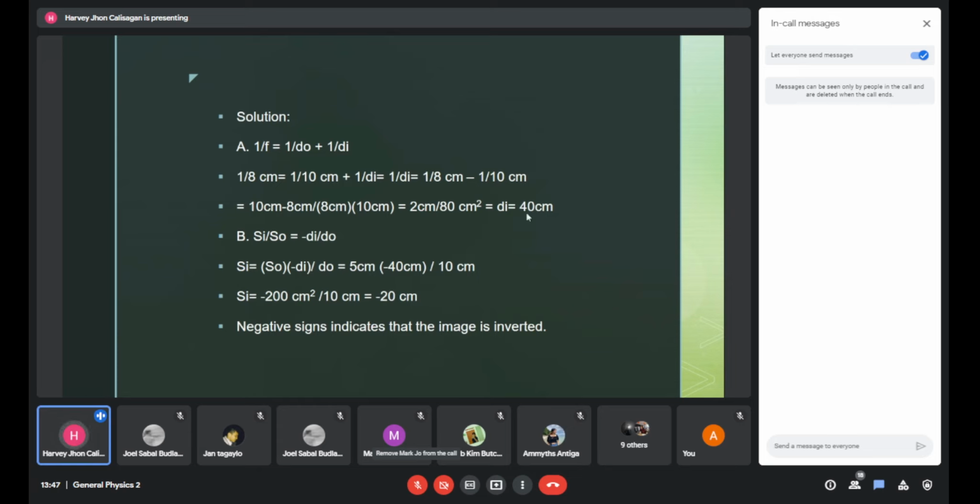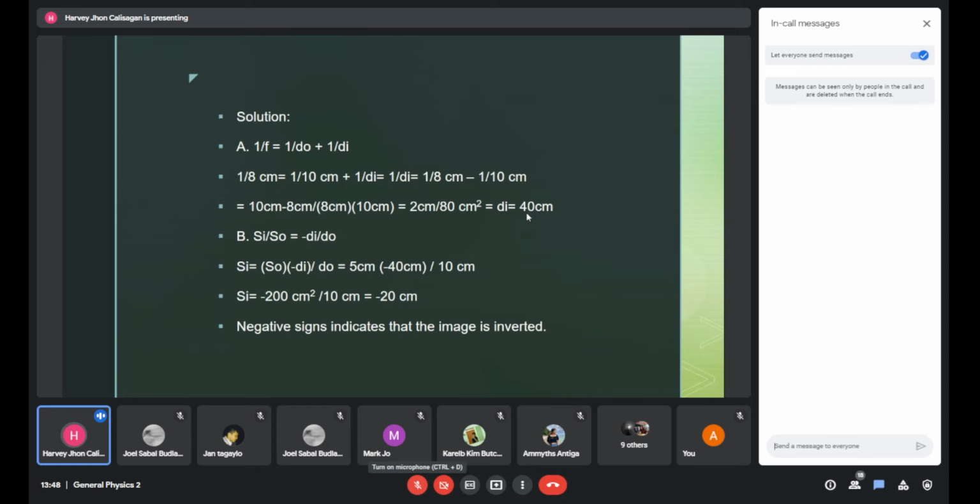So if you have a scientific calculator there, you can actually get the real answer here. So we have 2 divided by 80. So our DI here is 40 centimeter.